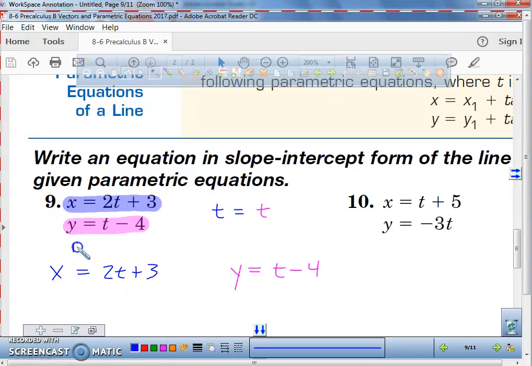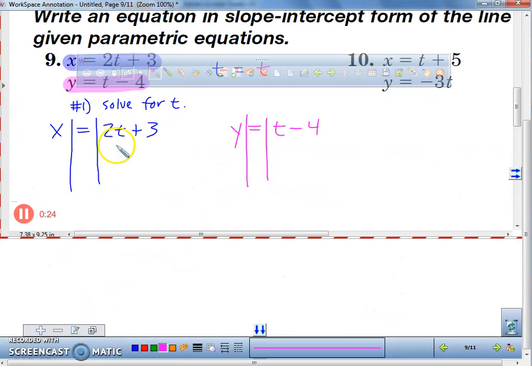Step number 1 is I need you to solve for t. This is one way of doing it. Here's my equal sign on this one, and here's my equal sign right here. If we're solving for t, we've got to get t by itself. So what would be the first step to solve for t in this equation? Just take away 3 from both sides. That's the first step.